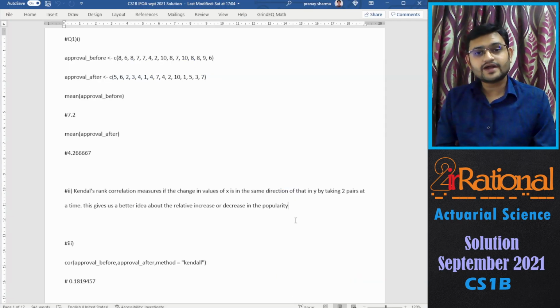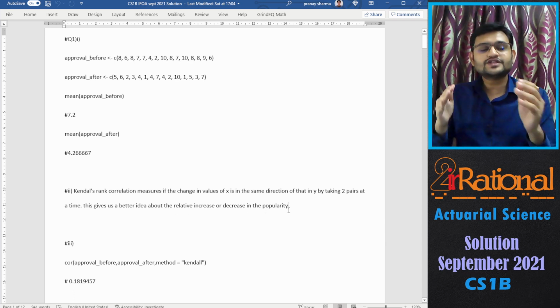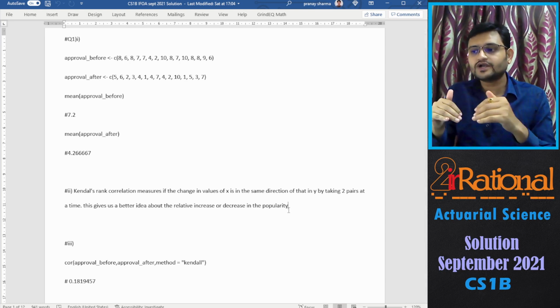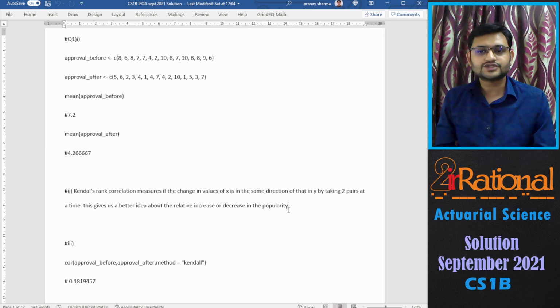For the second part, they are asking us why Kendall's rank correlation might be a good fit here. Kendall's rank correlation measures whether the changes in the value of X are in the same direction as those in Y, by taking two pairs at a time. This gives us a better idea about the relative increase or decrease in the popularity. So whether the same people's approval has gone up or gone down, this is what Kendall's rank correlation is going to give us.